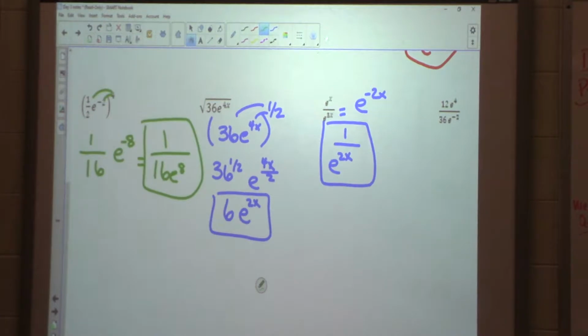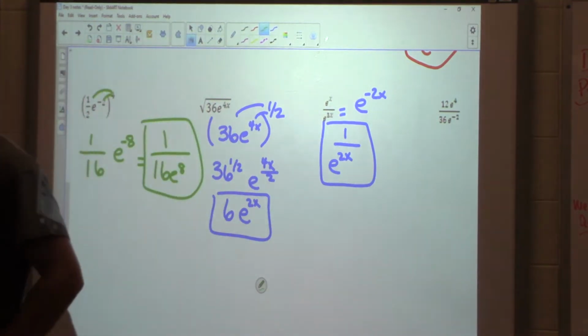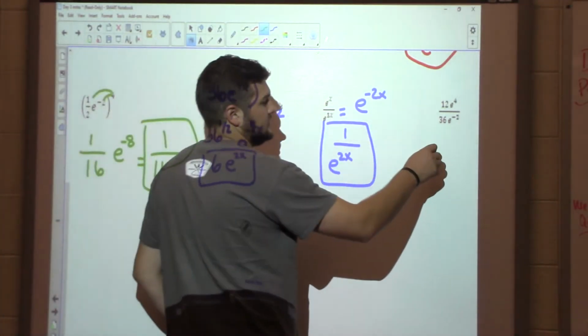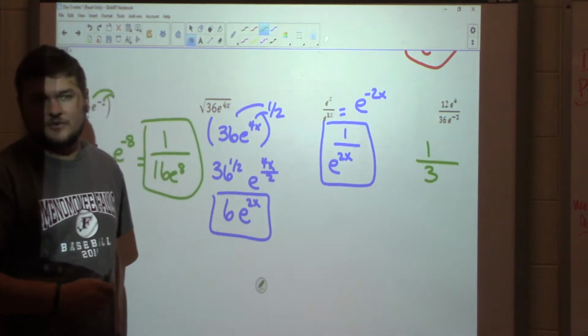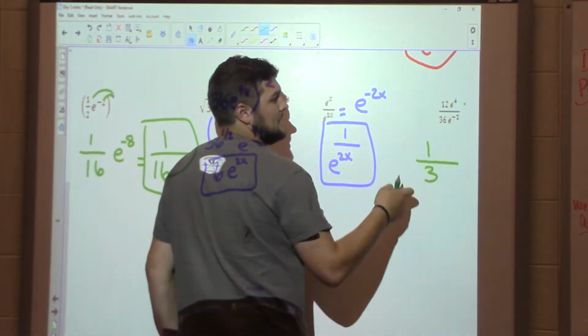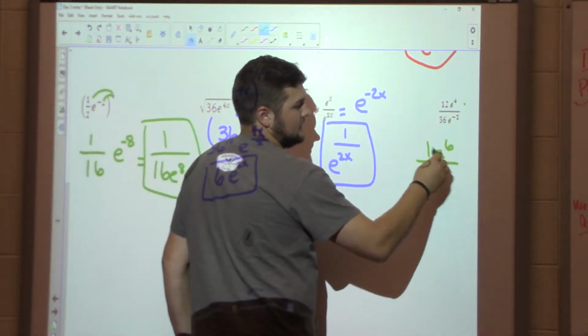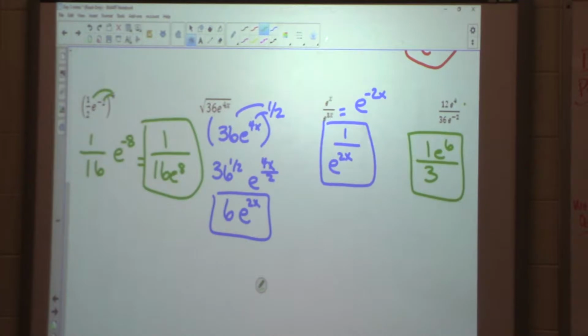Lastly, 12 e to the 4th over 36 e to the negative second. Well, 12 over 36 reduces to 1 over 3. Remember, if I divide at the same base, I subtract my exponents. 4 minus negative 2 will give me 6, e to the 6th. If you want to just put e to the 6th over 3, that's fine as well. You don't have to put the 1 there.